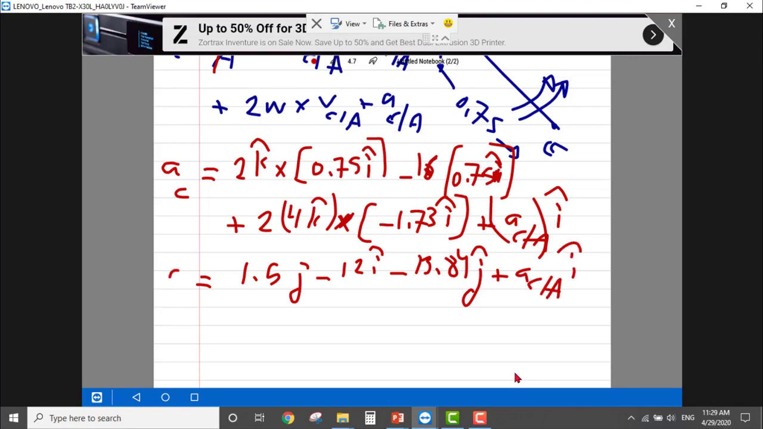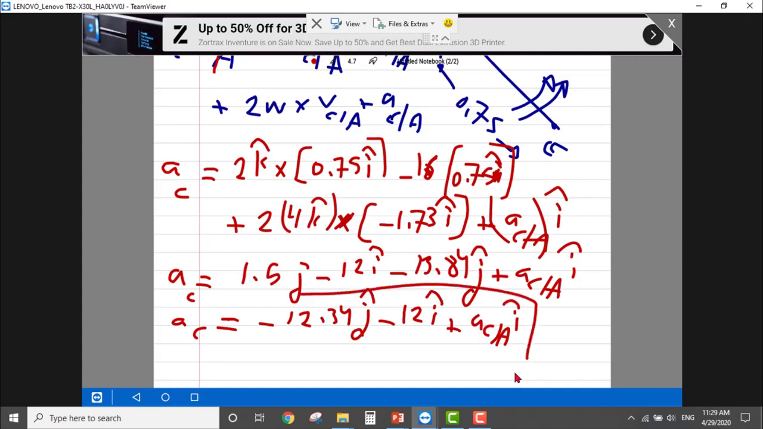So just rearrange the information. We have two quantities in the J direction, so 13.84 minus 1.5, and this is minus 12.34 in the J direction, minus 12 in the I direction, plus AC with respect to A again in the I direction. I will name this equation as equation 3.